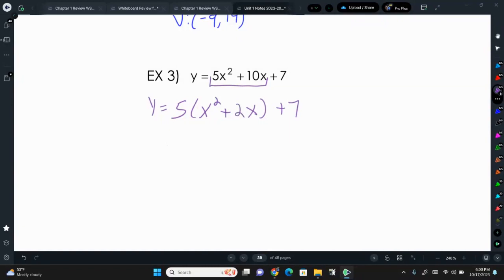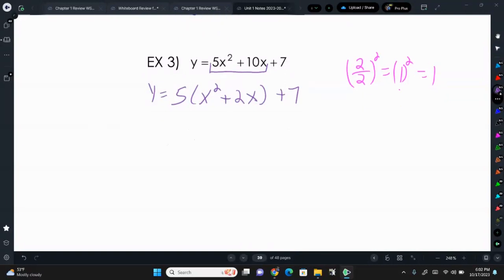There we go. So we're still going to take our b value, which is 2. So 2 over 2 squared, which is 1 squared, which is 1. All right, so we have to take that 1 and we have to add it and subtract it. So y equals 5, x squared plus 2x plus 1.